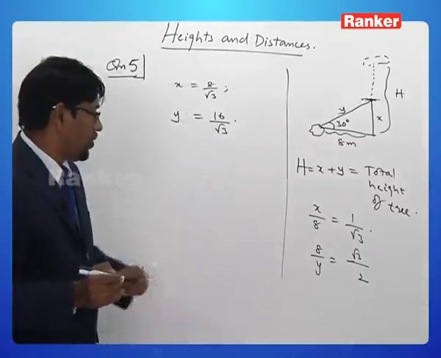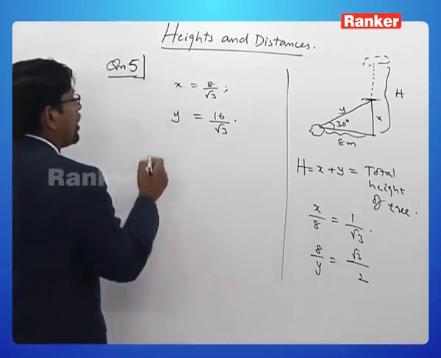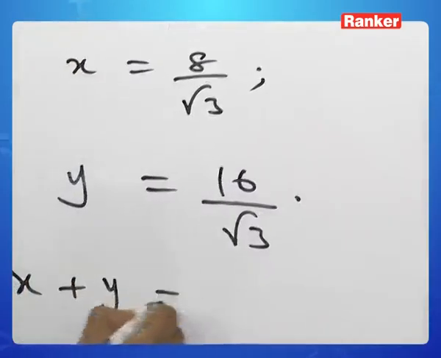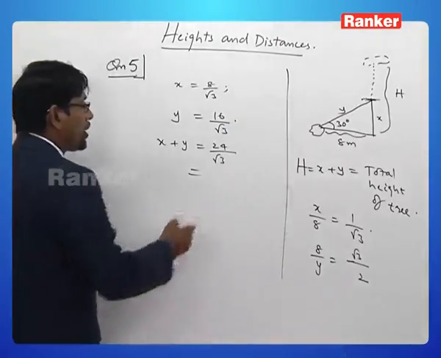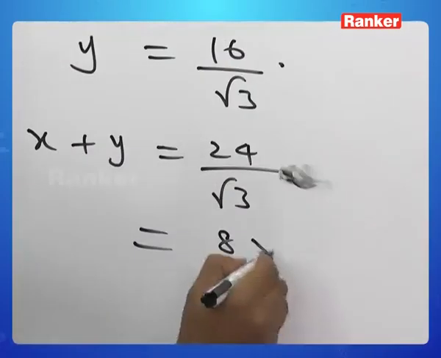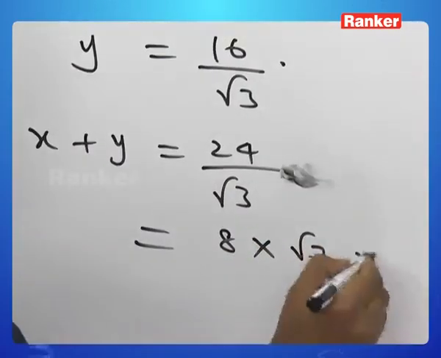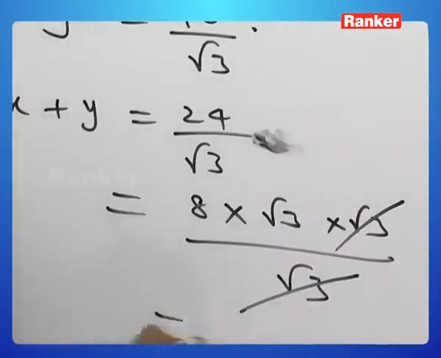Y is 8 into 2 by root 3. That makes it 16 by root 3. Your x plus y is therefore 24 by root 3. That I can write in the form of 8 into 3 into root 3 by root 3. So one root 3 cancels and you have 8 root 3.